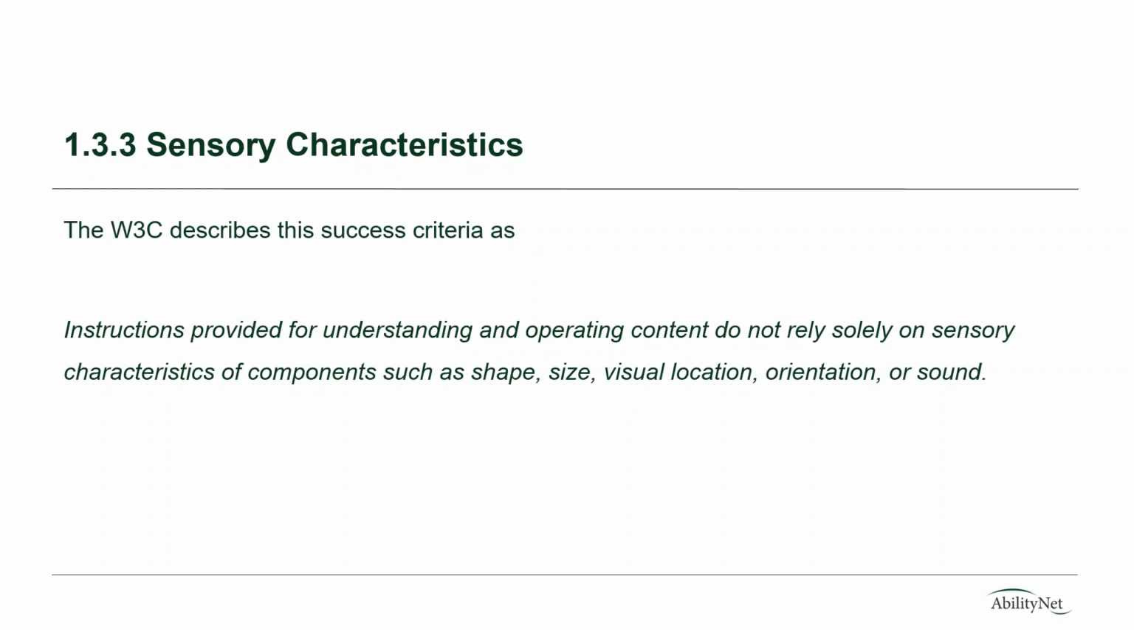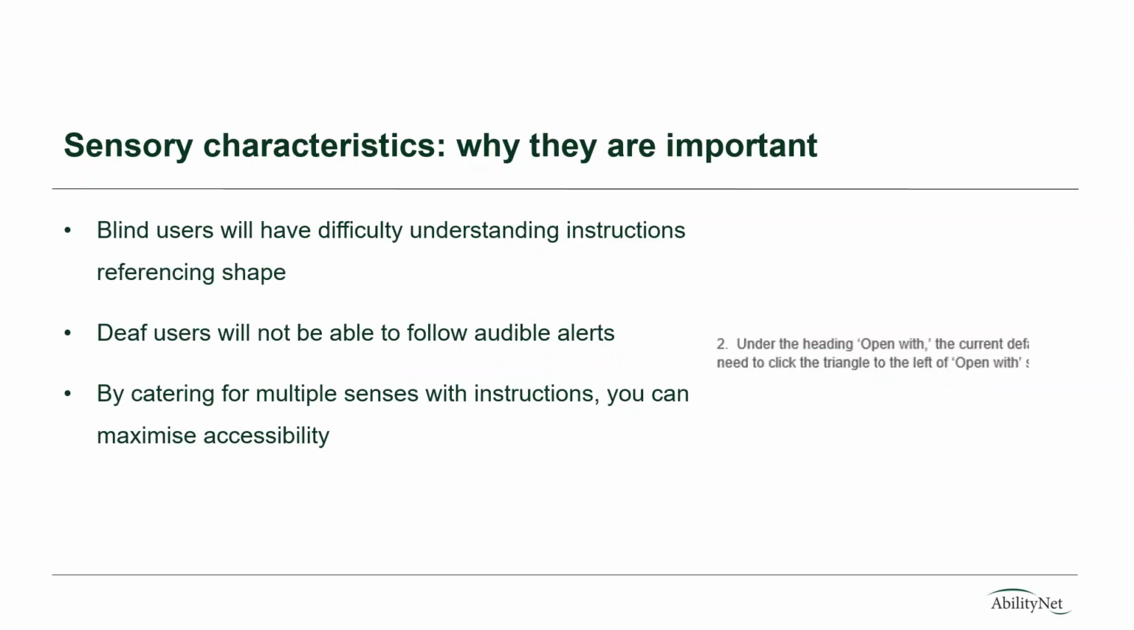So what does this mean? This means that because not all users will be able to perceive these sensory characteristics, we should not rely on a particular characteristic to identify functionality or content. So blind users will have difficulty understanding instructions referencing a shape, for instance. Deaf users similarly will not be able to follow audible alerts such as a beep to indicate something has happened. And by catering for multiple senses, you can maximize how many people will be able to understand any instructions you're providing.